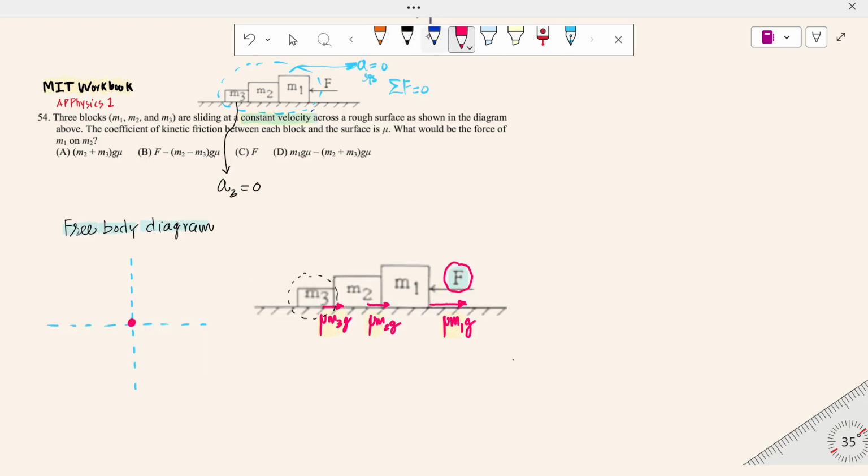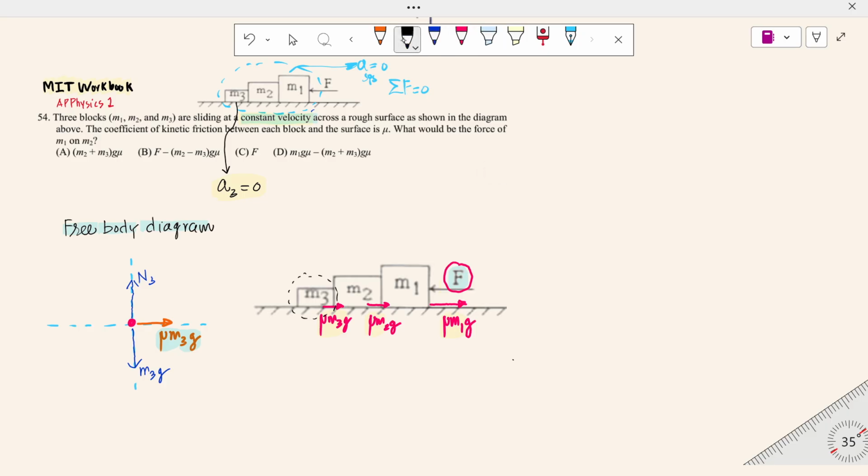How many forces are exerted? I had already told you that the total acceleration of this block is 0, which means that the forces along the y-axis are balanced. That is, let's say N3, the normal force, is equal to m3g. And the forces on the x-axis are also balanced. So this force mu m3g is actually the frictional force applied by the surface on the block m3.